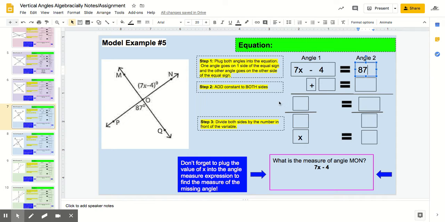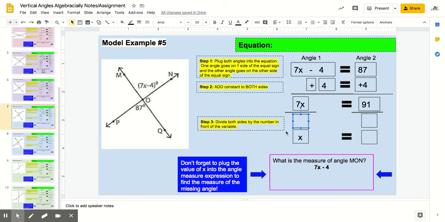Now I have to solve. Since I had a subtraction sign in my original equation, I have to do the opposite of subtraction, which is adding. So I'm adding 4 to both sides of this equation. Okay. I'm going to bring down the 7x. The 4s are going to cancel each other out. Then I have to add 87 plus 4, which gives me 91.